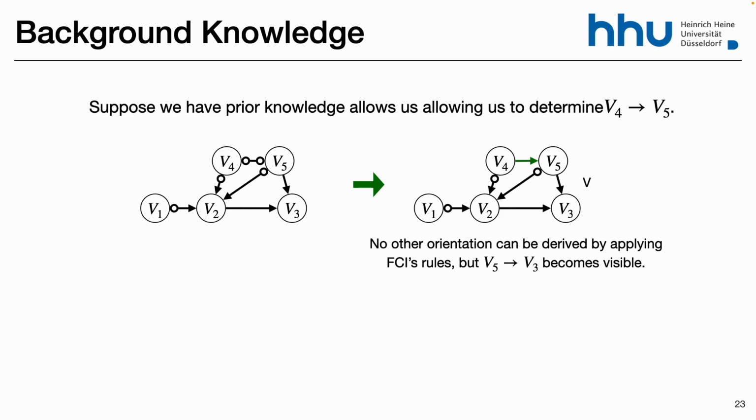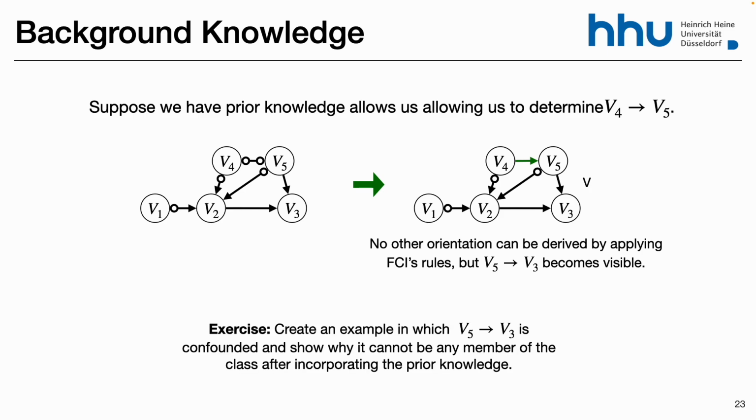So here, we can do it by hand, of course. We can take example by example and do it by hand. But an algorithm that does this in an automatic way and is complete, this doesn't exist. So in this case, we stop here. We cannot apply any other FCI rule. We just got the visibility of the edge, and that's it. Yeah, this is an exercise you won't be able to do.